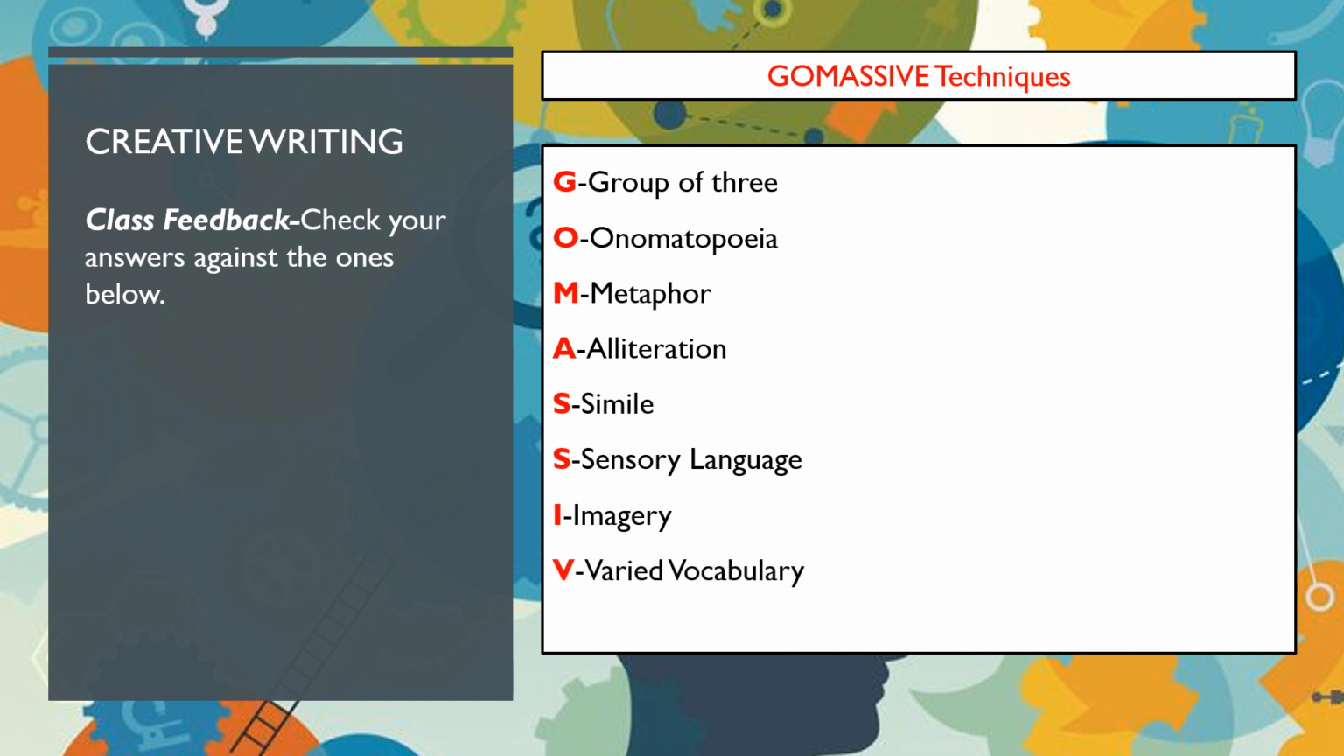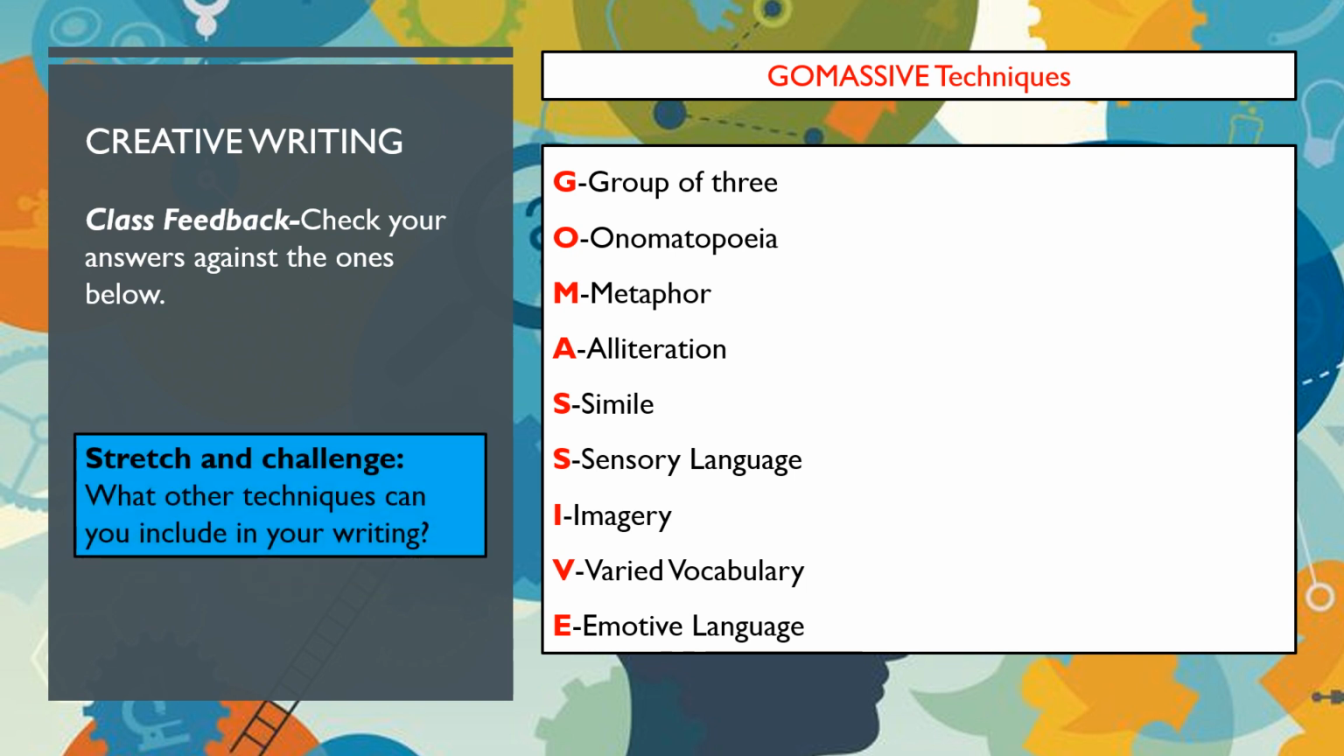V is varied vocabulary. Now, this for me is going to be one of the most important things to include in creative writing. If you're using certain words that aren't particularly effective or adjectives that don't really convey what you're trying to convey, then it's really going to affect your mark in the long run. And the final one, emotive language. This is where you can actually get an emotional response from the reader. So think about the kind of language you can use to have that reaction from whoever's reading your piece of work.